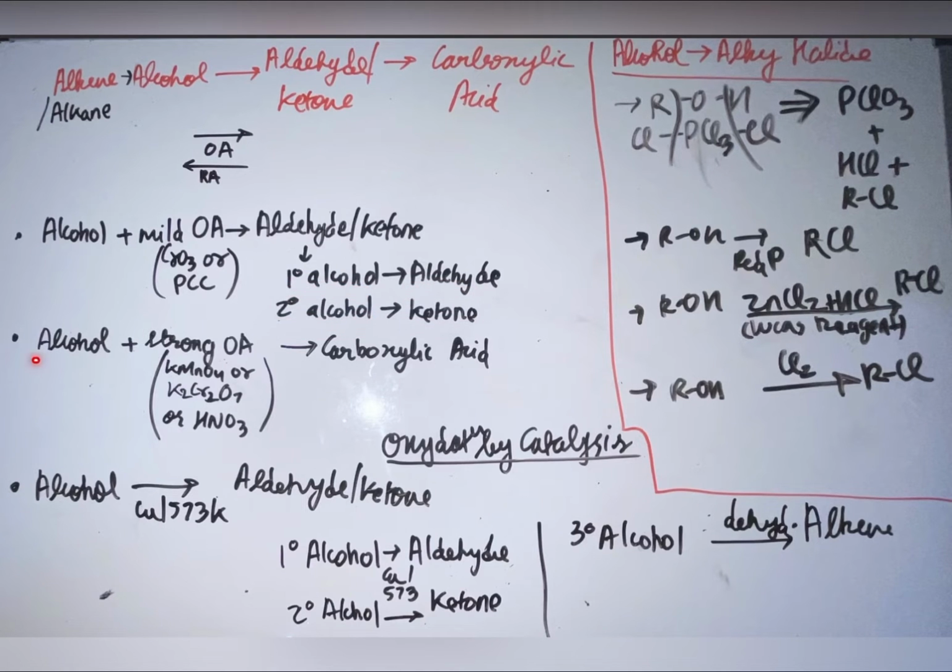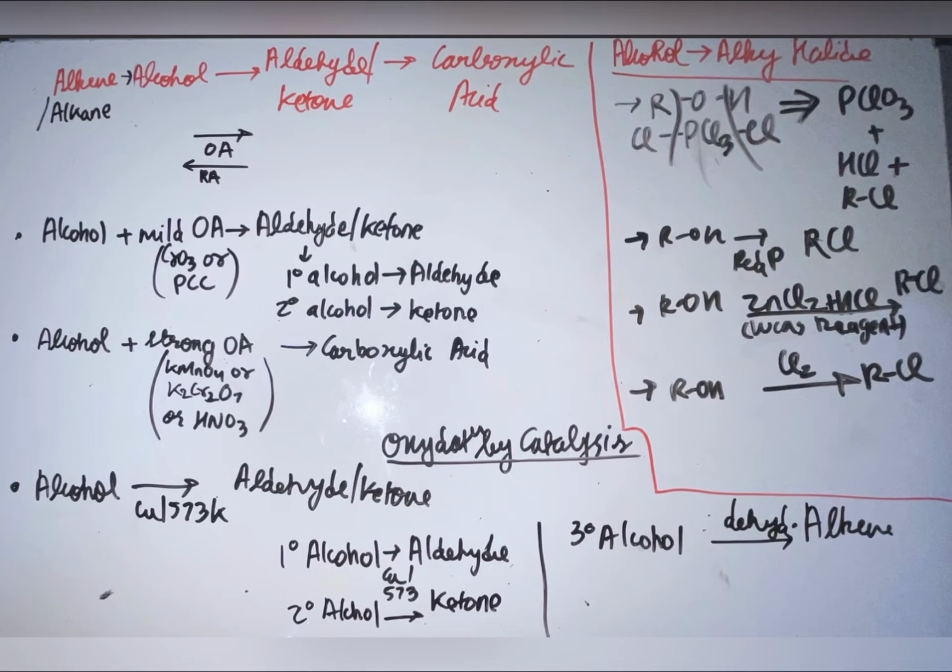And then you can say that alcohol plus a strong oxidizing agent, for which you can give examples like KMnO4 and K2Cr2O7/HNO3. So these are strong oxidizing agents. This will give you, from alcohol, we will jump directly to the carboxylic acid, right? Then in a similar manner, if we see the reaction of alcohol, this is known as oxidation by catalysis.